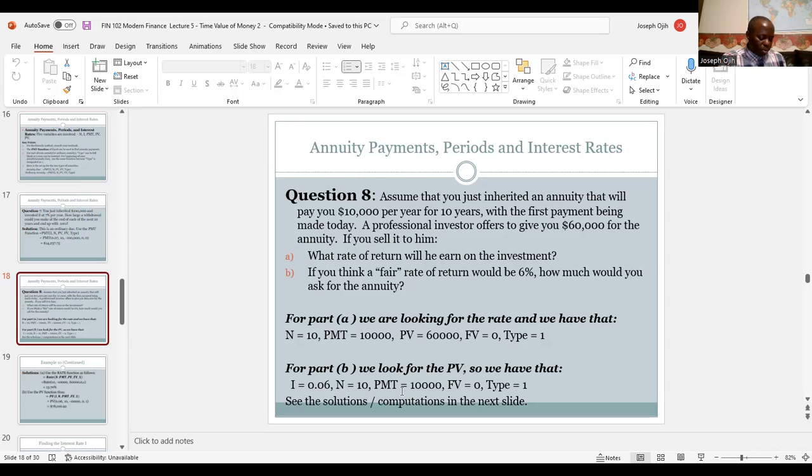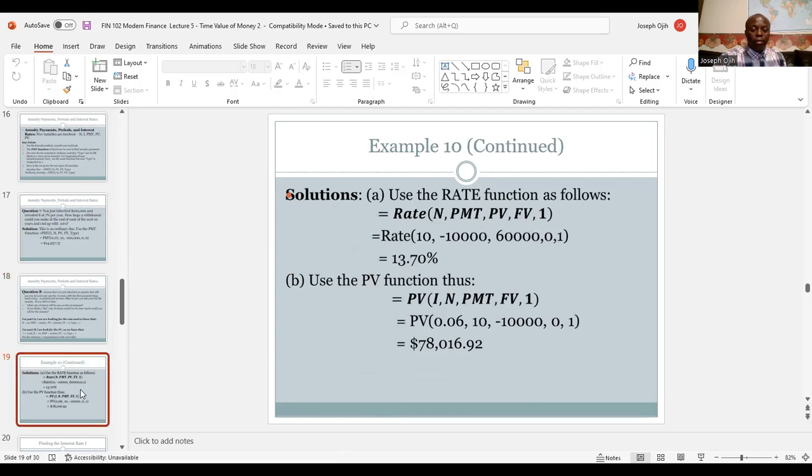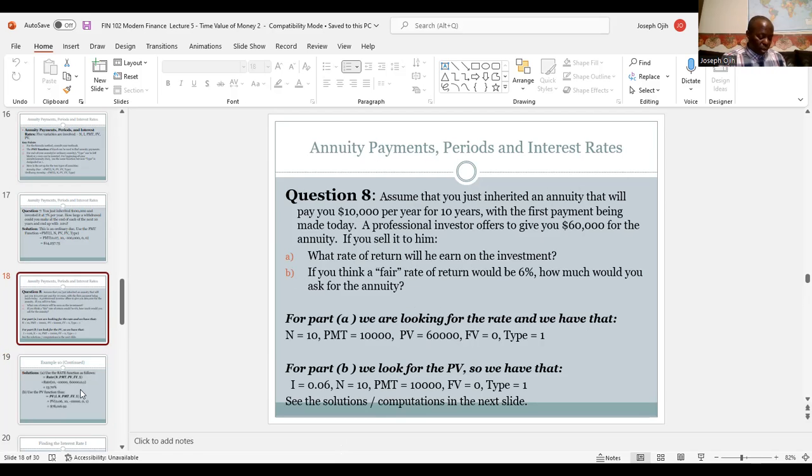So the interest is 6%. Number of periods is 10 years. Payment is $10,000. Future value will be 0, and type is 1 for this annuity. Remember that this payment, the insurance company is paying. So the cash flow direction is negative since the money is leaving their pockets.